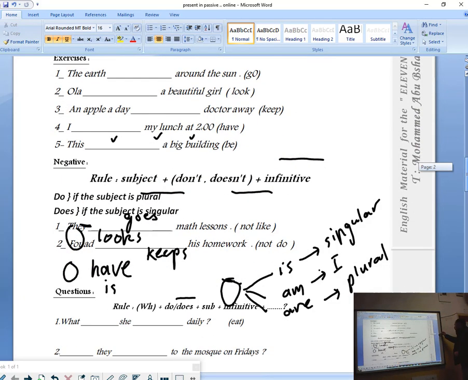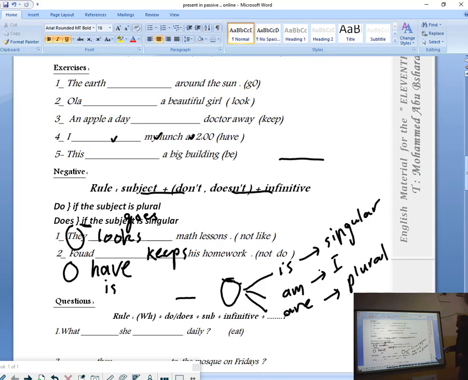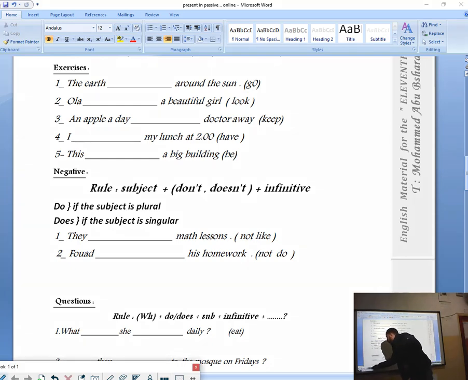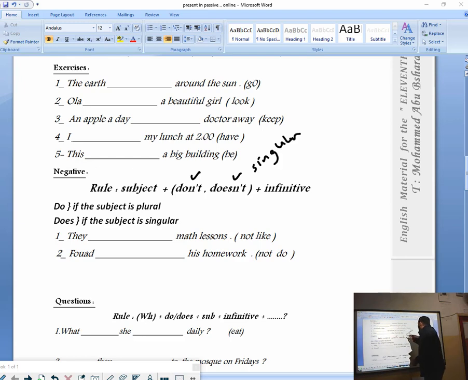When I want to negate this rule, what should I do? What is the rule of the negative for the present simple? Of course, the rule is so clear. Subject plus don't or doesn't. Don't for the plural and doesn't for the singular.